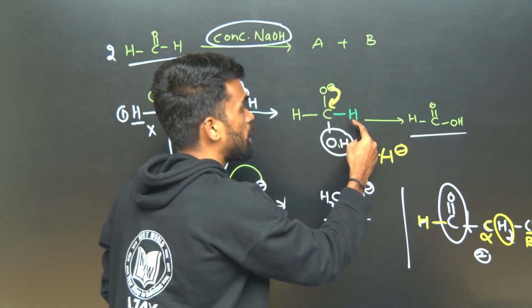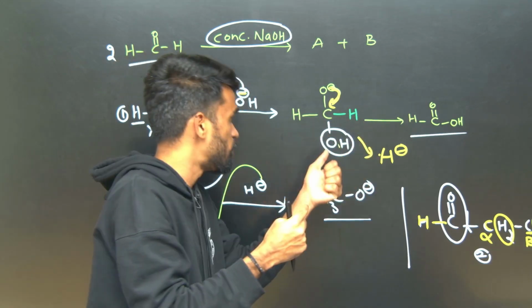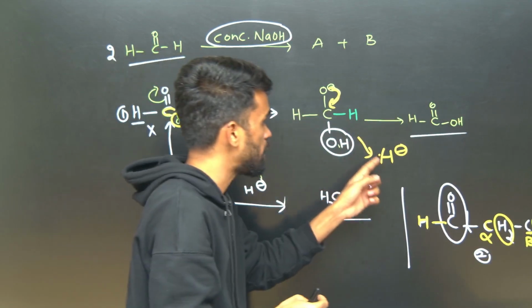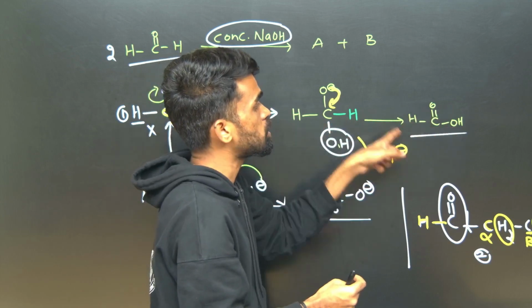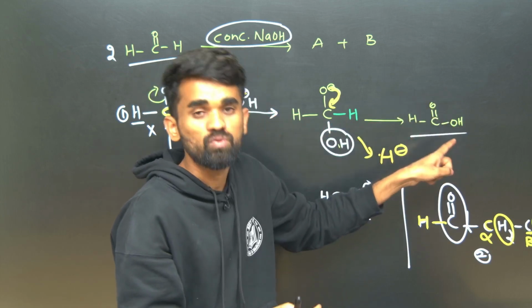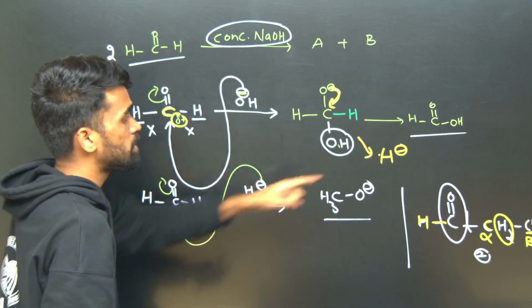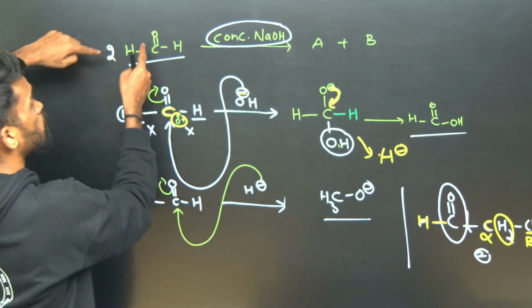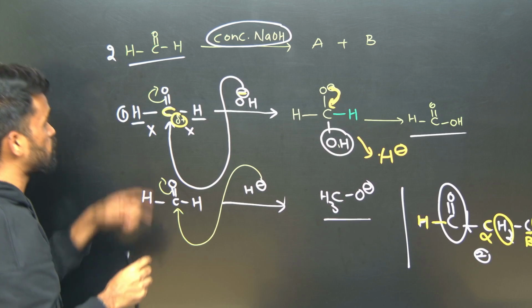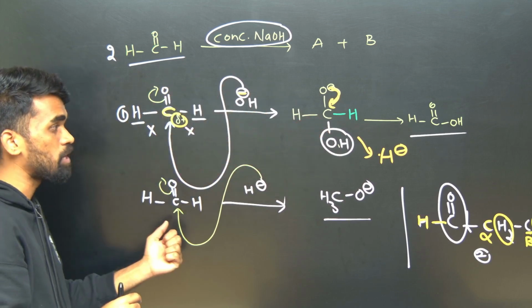Comparatively, the hydride ion is a good leaving group when compared with OH minus. So the hydride ion comes out and we get an oxidized product like this. Formic acid is formed as the oxidized product in step 1. In step 2, this hydride ion attacks one more molecule of formaldehyde, because the first molecule is oxidized and the second molecule will undergo reduction.